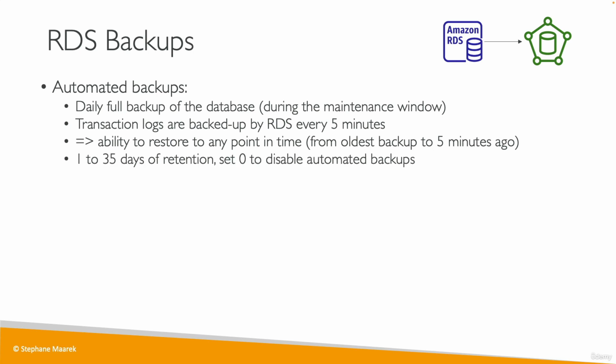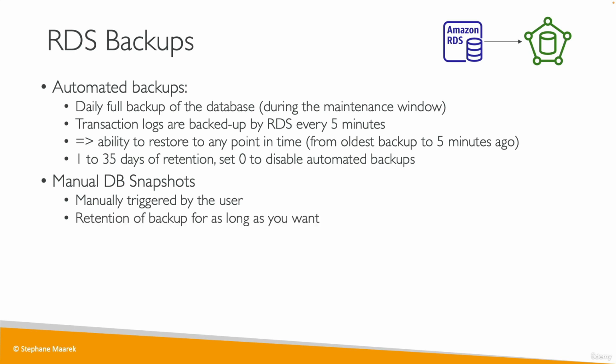And for the automated backup retention, you can say between 1 to 35 days of retention. And if you wanted to disable this feature, you would set 0 to disable automated backups. The second option is to do manual DB snapshots, manual database snapshots. And these, as the name indicates, are manually triggered by the user. But the benefit of it is that this backup that you do manually, you can retain it for as long as you want. So automated backups expire, whereas manual DB snapshots can be retained for as long as you want. So here is a trick.